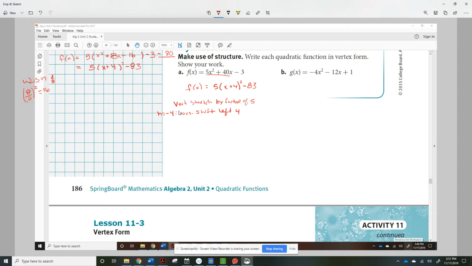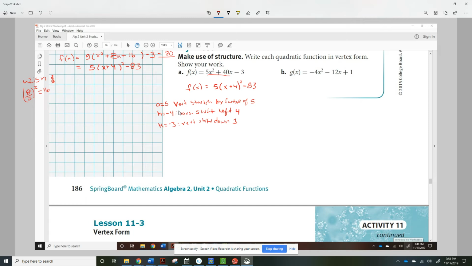Okay, so a right here is equal to 5. So since it's a number, h is negative 4, and then k is negative 3. So that means it's a vertical shift down 3.